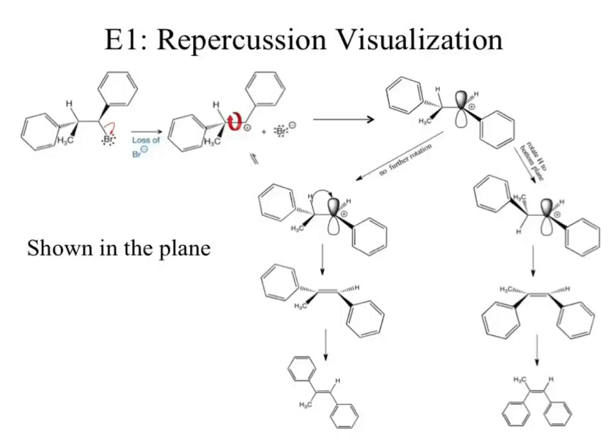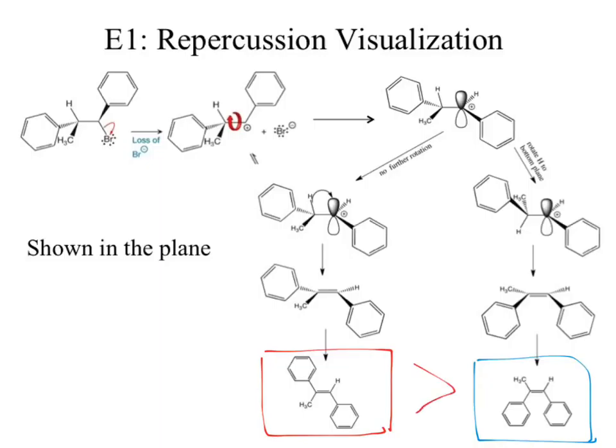Suggesting that when we looked at the E1 mechanism, we would primarily see the trans product over the cis product if given the option. Why do we see the trans over the cis? It's more stable. Yeah. So why was it more stable?